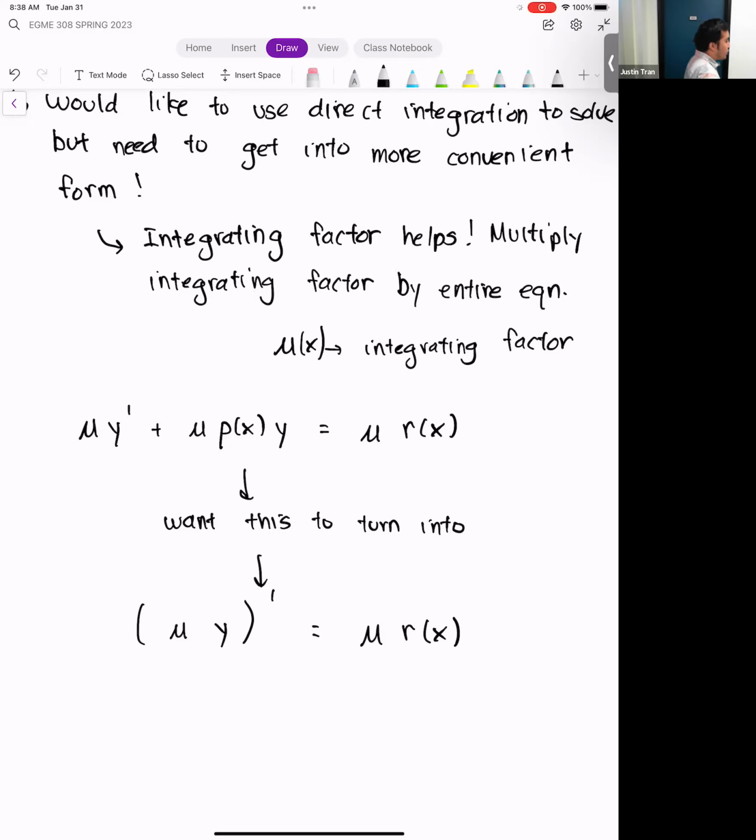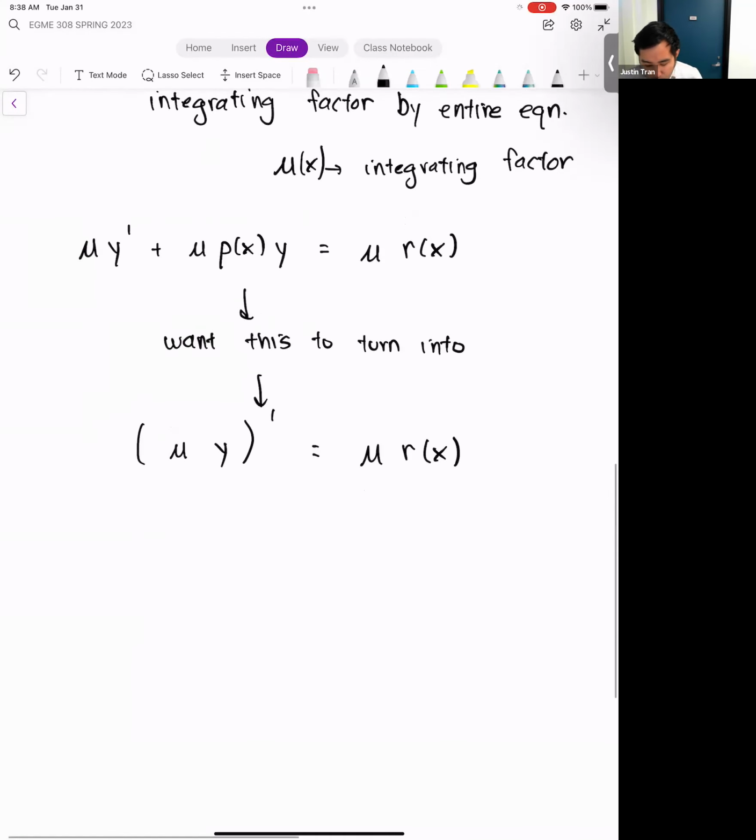And so ideally, we're multiplying by this integrating factor, and we turn the left-hand side into what is called a perfect differential. And because it's a perfect differential, you can just integrate that straight out. Okay. And so the question now becomes, how do we get here? How do we choose mu such that we get this kind of perfect differential form? To tell us what mu has to be, we'll work backwards. This is where we want to end up.